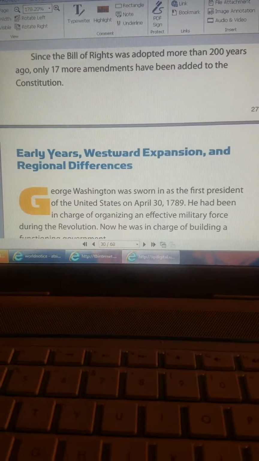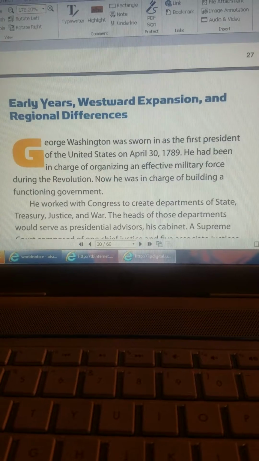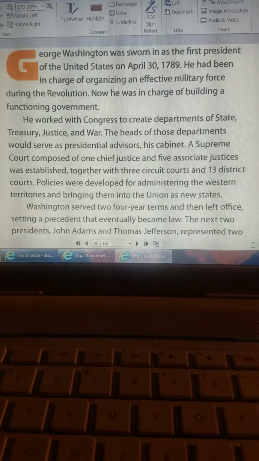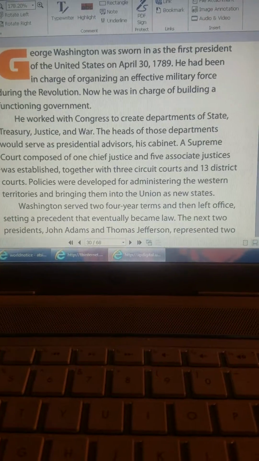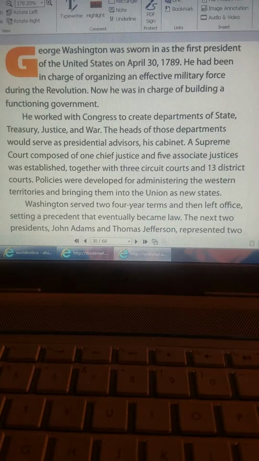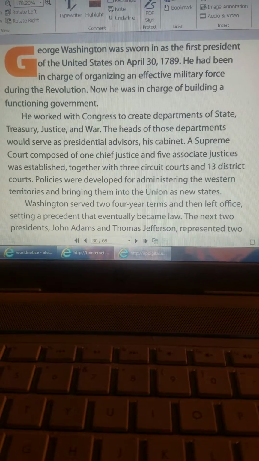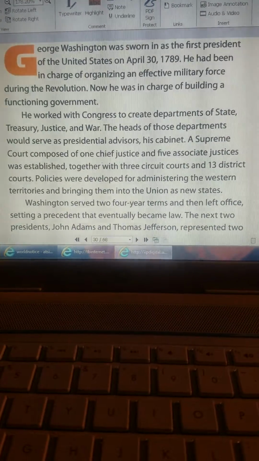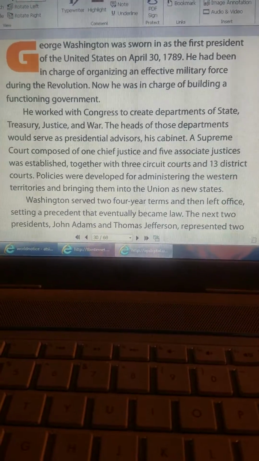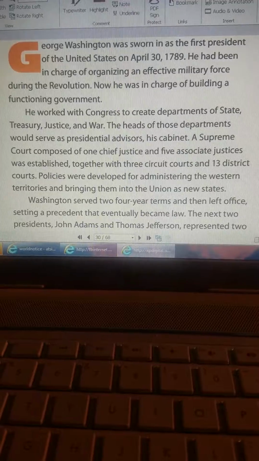And these are the early years, westward expansion and regional differences. George Washington was sworn in as the first president of the United States on April 30th, 1789. He had been in charge of organizing an effective military force during the Revolution. Now he was in charge of building a functioning government.